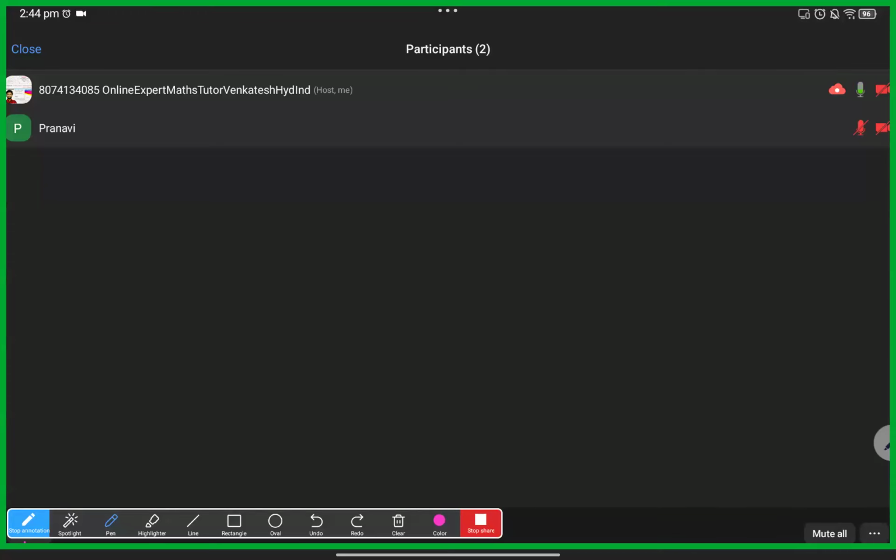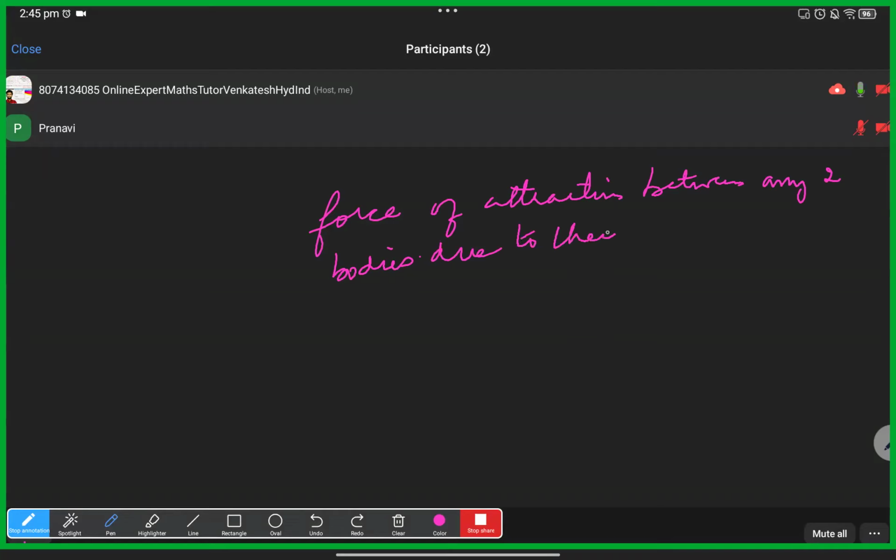Between any two bodies, there is a force of attraction. You can write FOA, I'll understand. Any two bodies, simply due to their mass, because they have mass, definitely they have some attraction.